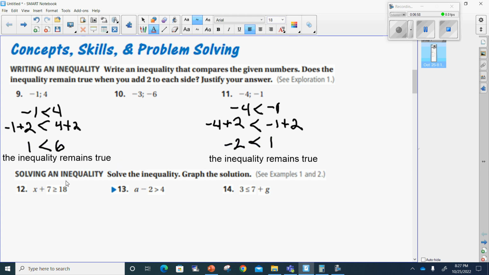All right, let's do number 13 now. Solve the inequality, graph the solution. Okay, so I'm going to solve this inequality. The only way to get A by itself is to move my number to the other side of the inequality, just like an equation. So I'm going to add 2 to get rid of my negative 2. Whatever I add to one side, I add to the other.